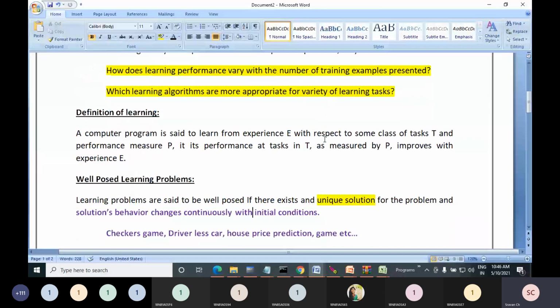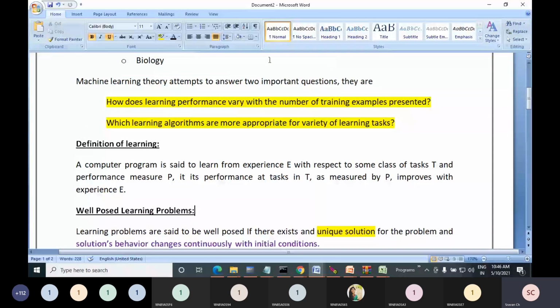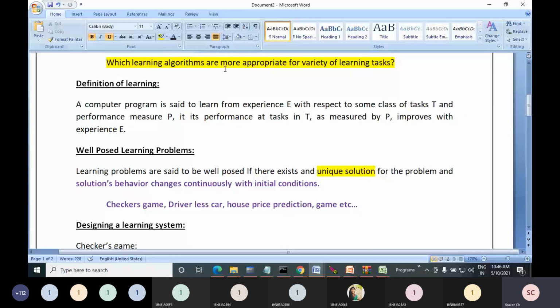Now let us come back to our topic. Yesterday we defined this, right? What is machine learning? The definition of learning we have seen. There are three important things in the definition: one is E, one is T, another one is P. A computer program is said to learn from experience E with respect to some class of tasks T and performance measure P. Here the performance will improve over a period of time, meaning with experience the performance will improve.